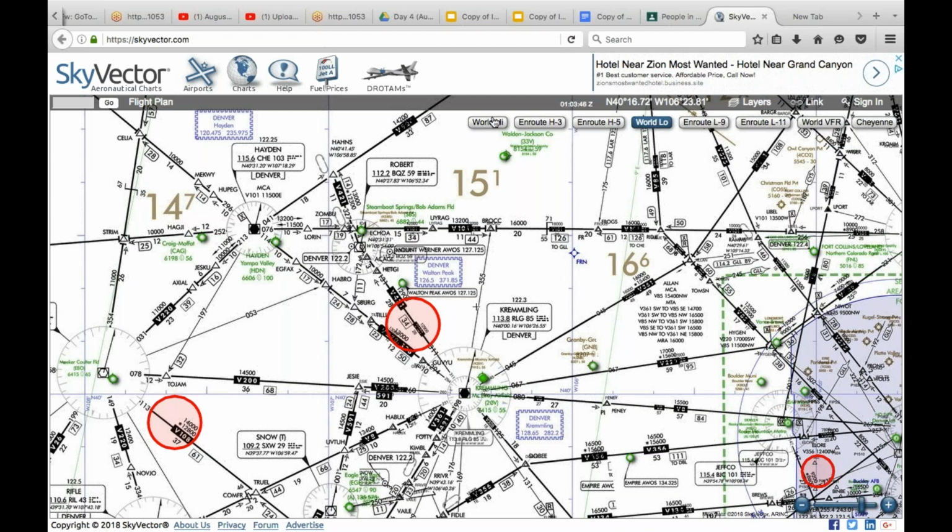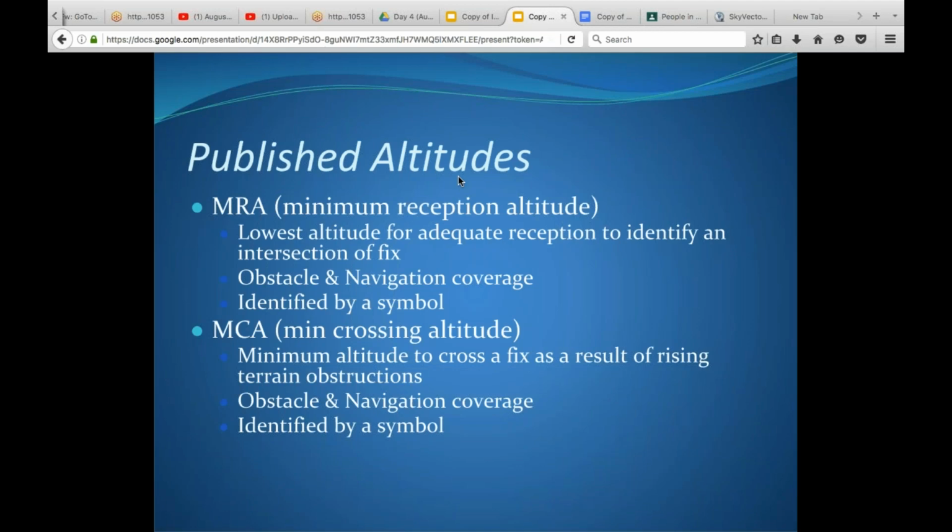Is when there's problems like that. But 99.9% of the time with dispatching, I've never been worried about an MRA or an MCA. But like it says, it's the lowest altitude for adequate reception to identify an intersection or fix. Obstacle and navigation coverage identified by symbol.